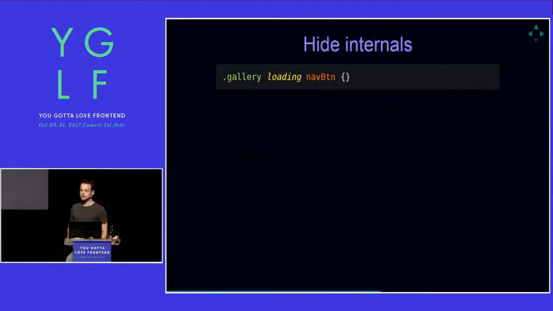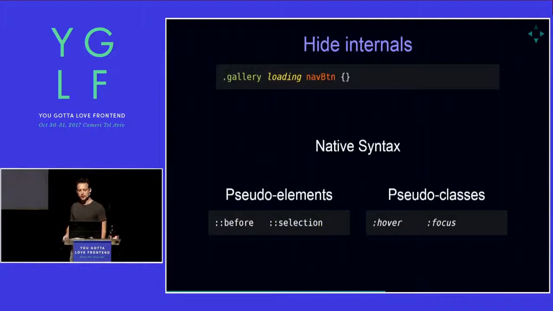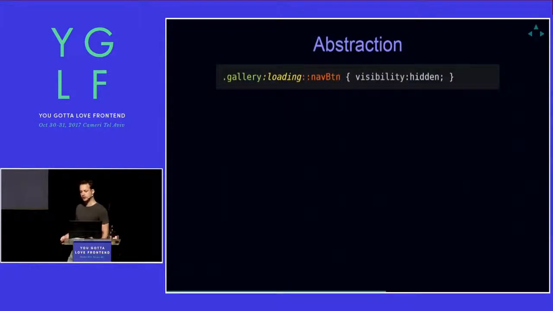And when removing those implementation details, we are left with missing information. What is the relationship between these parts? The gallery class is a CSS class that should represent a gallery component. Loading should be a state of the gallery component, and nav button should be an internal part. So what can we take from native syntax to bridge that gap? We can use pseudo elements to show that our nav button is an internal part of the gallery component, and pseudo classes to indicate that the gallery is loading. And when adding those pseudo selectors, we reconcile the missing information about those relationships.